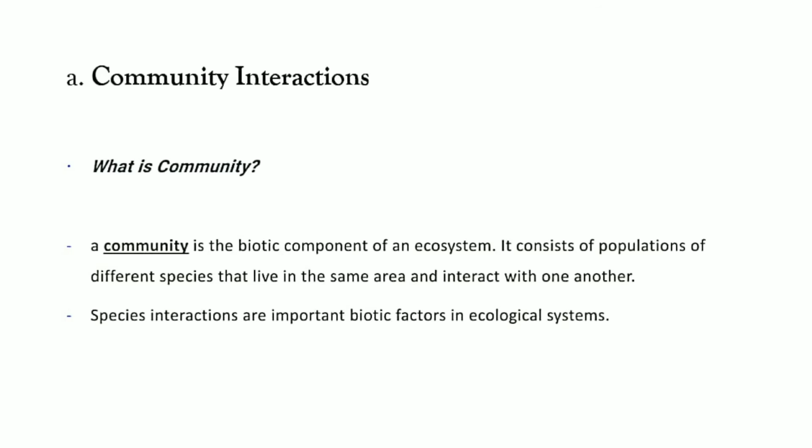Community interactions. What is community? A community is the biotic component of an ecosystem. It consists of populations of different species that live in the same area and interact with one another. Species interactions are important biotic factors in ecological systems.